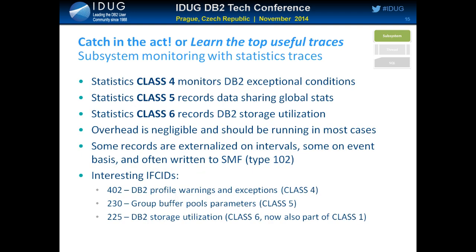Yeah, class 3 or 4, 5, 6, we will not go too deep into detail. So class 4, about the exceptional conditions from the Db2 perspective, what Db2 says is exceptional. Class 5, data sharing global stats. Class 6 basically has one record, which is already part of the class 1. So again, overhead, it doesn't matter. And some of them are externalized on the event-based, some of them just every minute.